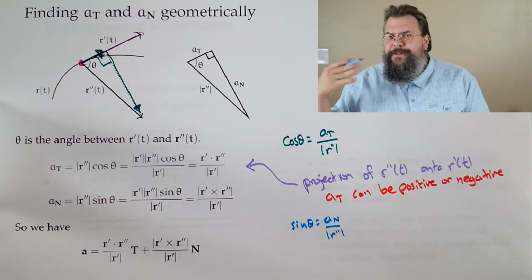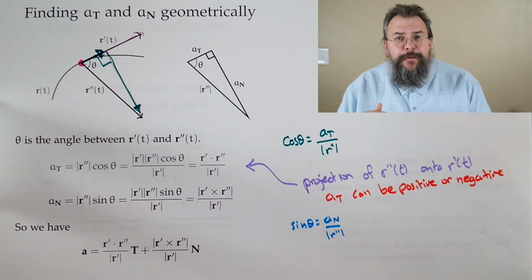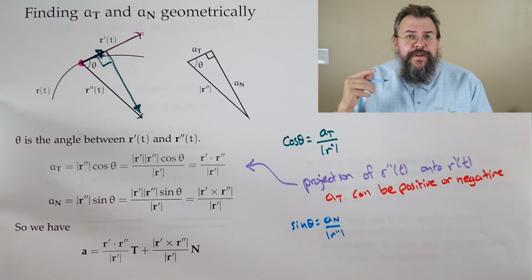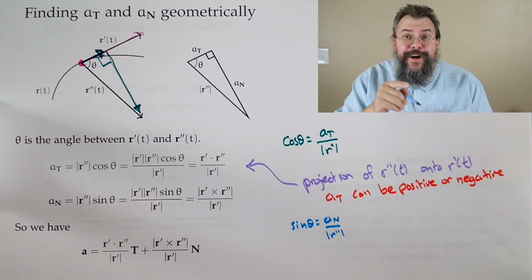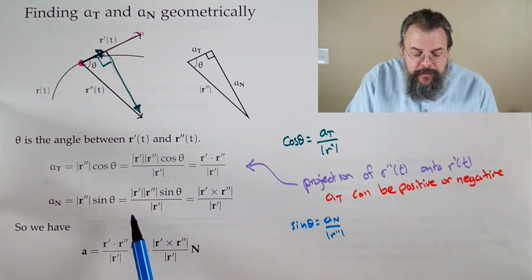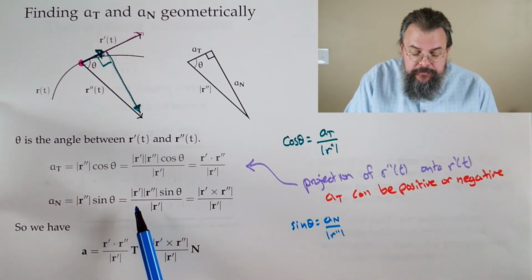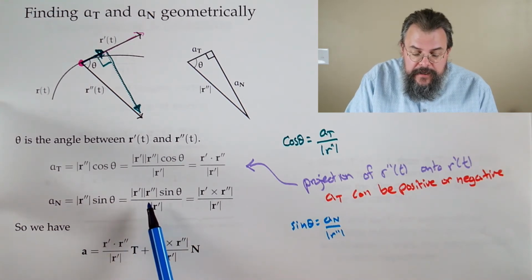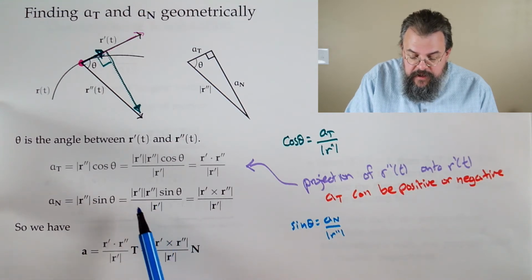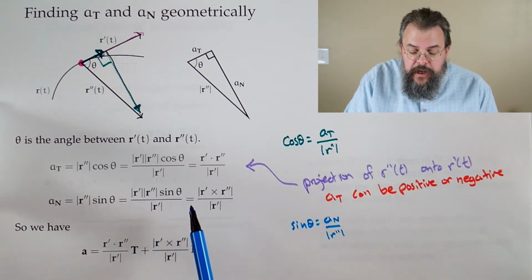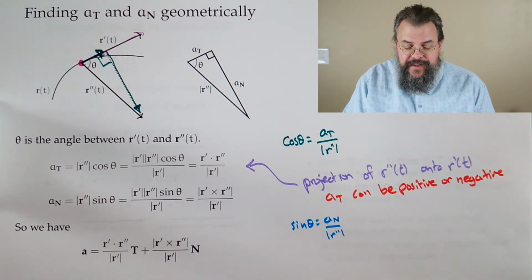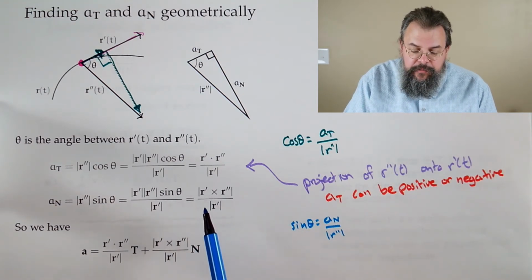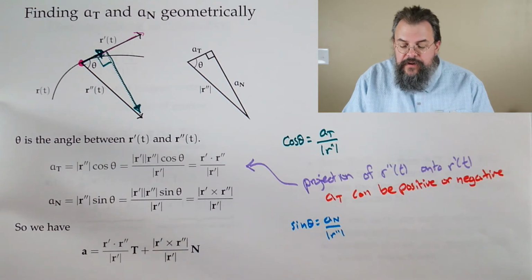And then we recall a fact about sine. Something seems to cross our mind: cross product. So if we multiply by the magnitude of r prime, it's still the same, because the magnitudes of r prime cancel, but the numerator is now the magnitude of the cross product. And so we get magnitude over magnitude.